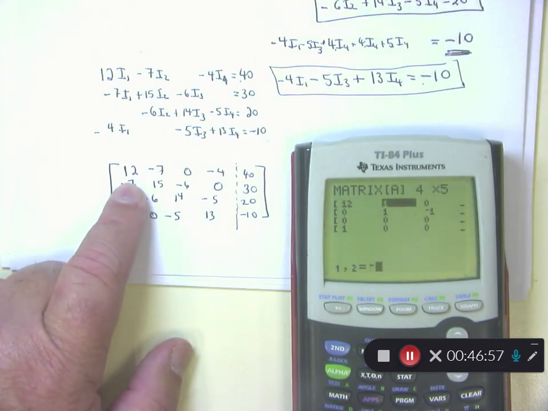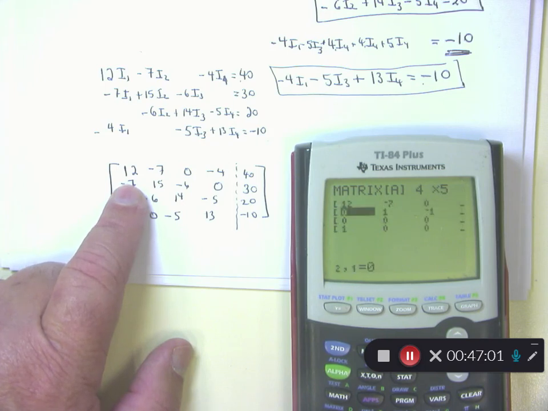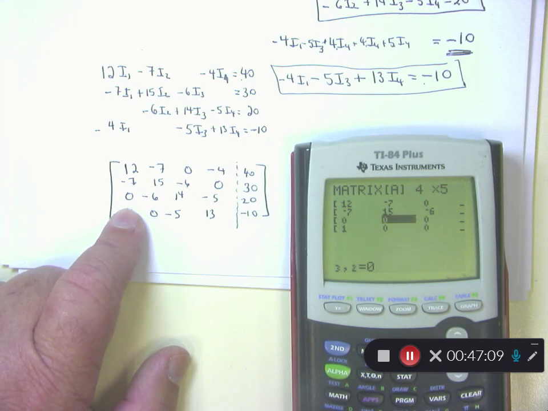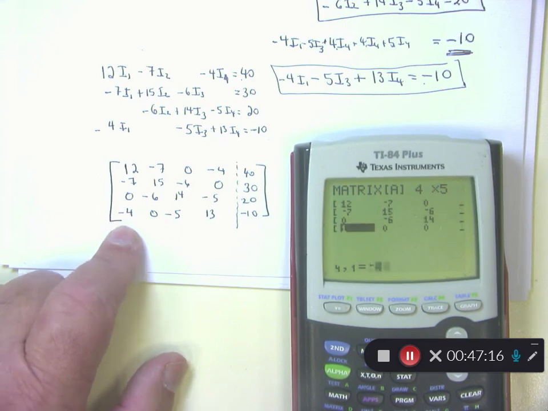12, negative 7, 0, negative 4, 40, negative 7, 15, negative 6, 0, 30, 0, negative 6, 14, negative 5, 20, negative 4, 0, negative 5, 13, negative 10.